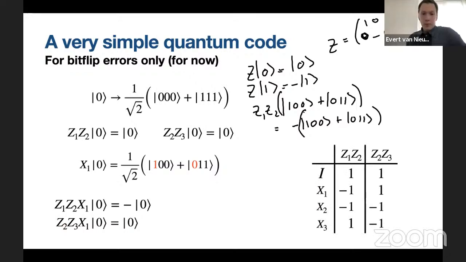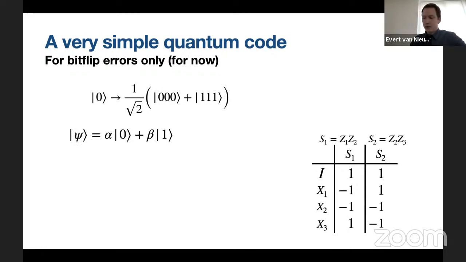And you can repeat this exercise for yourself and see what happens if I now have an error on X2 or a bit flip on qubit 3, and you get this particular pattern of these measurements of Z1 Z2, right? So if an X1 happens, Z1 Z2 gives -1, and Z2 Z3 gives +1, okay? You can check that for yourself.